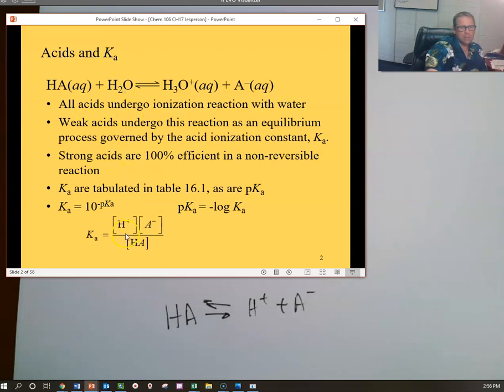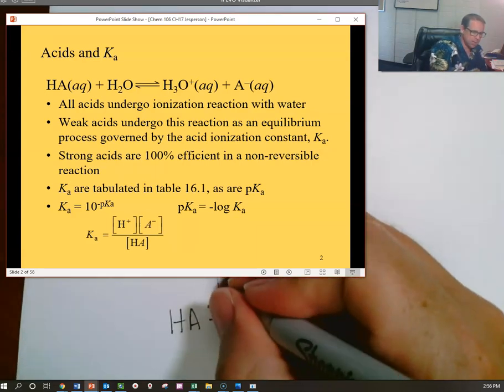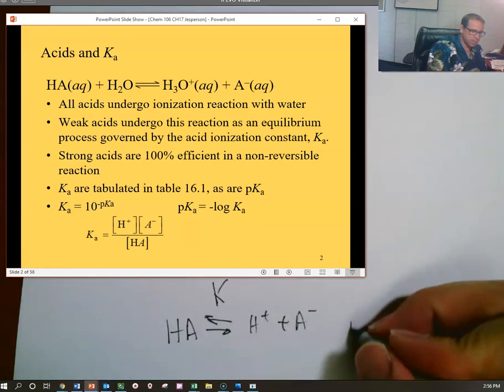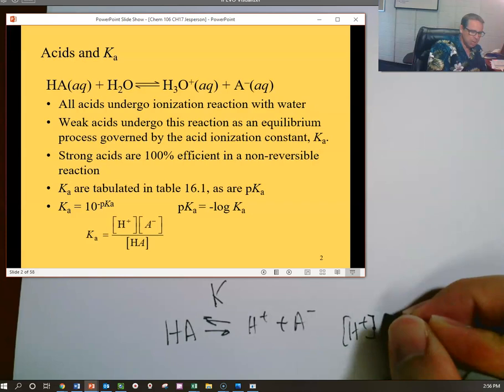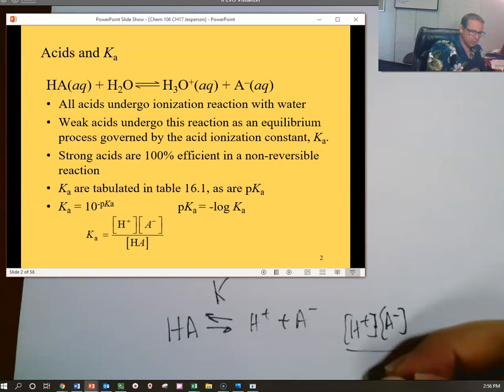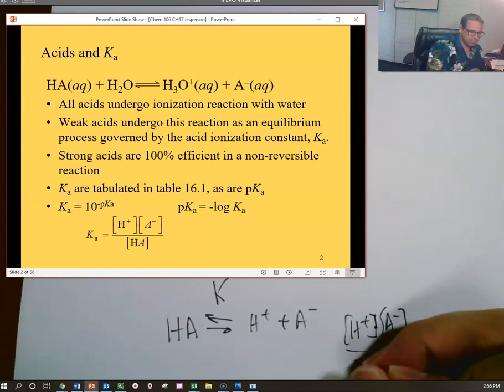I prefer that because it makes a simpler expression for our Ka here. HA is aqueous, H plus ion is aqueous, and A minus ion is aqueous. So the K expression for this reaction, again, will be H plus times A minus over HA.